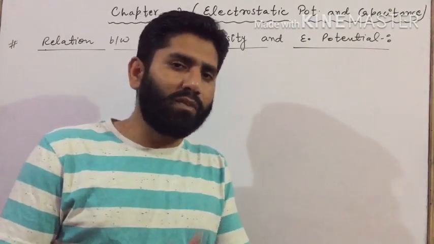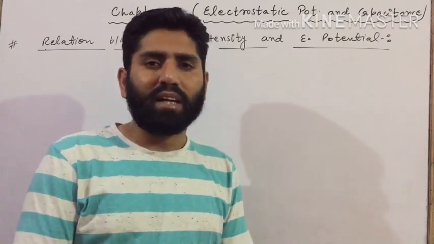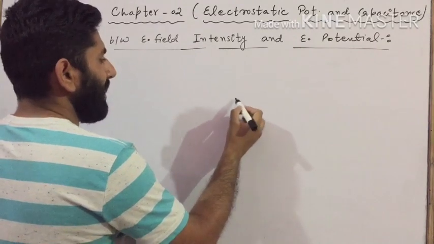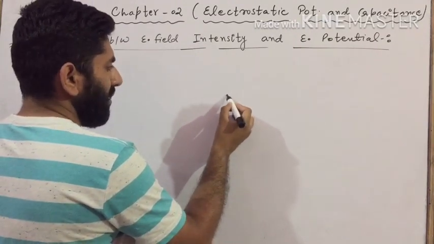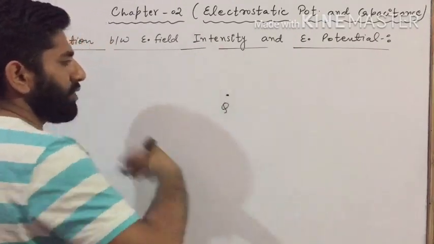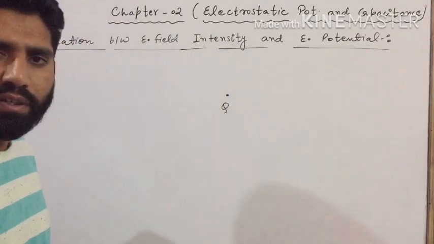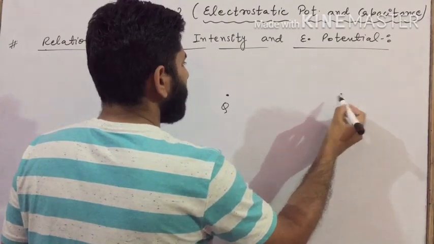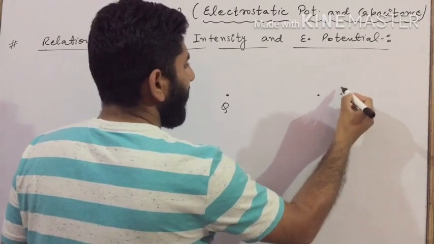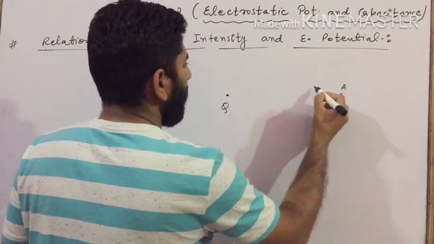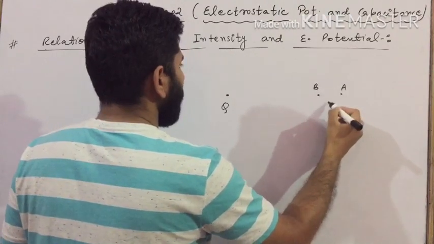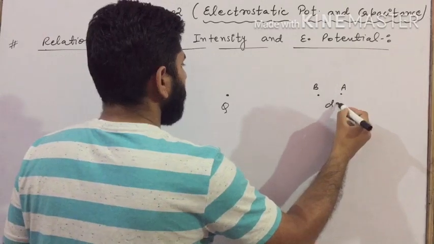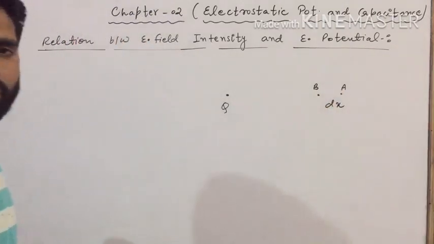let us have some charge configuration which is producing some electric field around it. So that configuration I want to keep simplest. So I am taking a point charge which is producing some electric field around it. Okay. So in this electric field I am considering 2 points A and B, and these 2 points are much nearer to each other, and suppose the distance between these two is dx only. Clear?